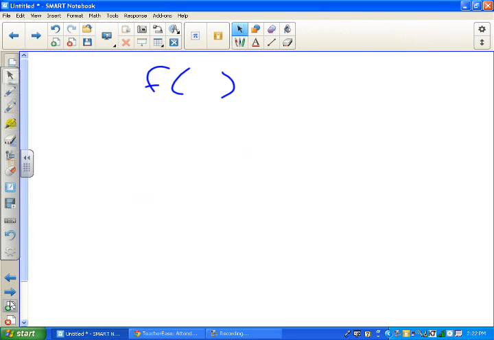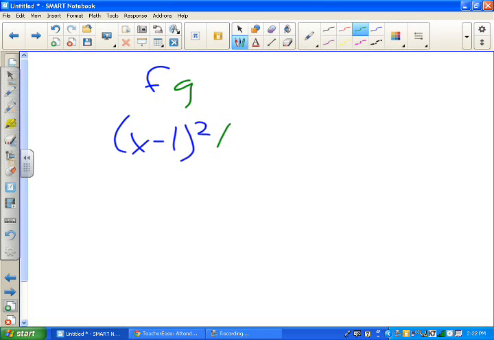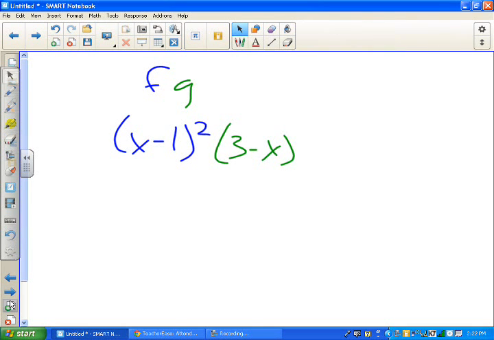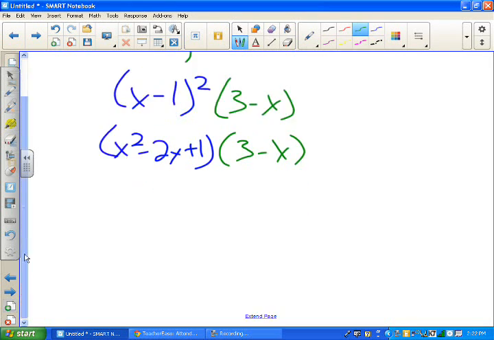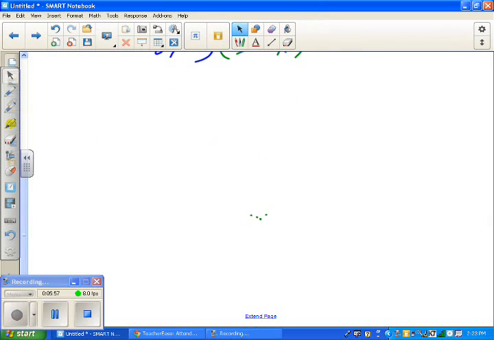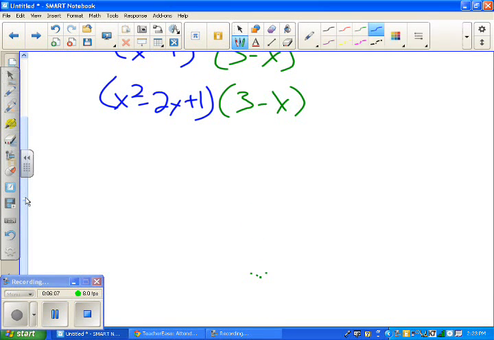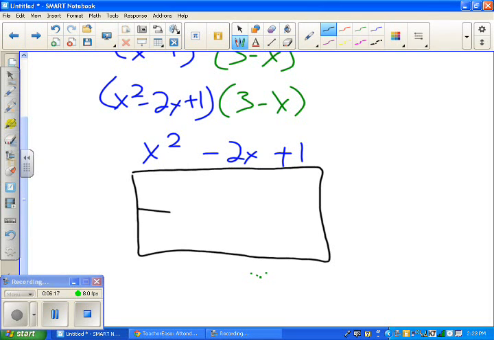So now let's do that f times g. And I don't want to write it that way. I'm going to say fg. So I'm going to take x minus 1 squared times 3 minus x. Now remember that when we expand our binomial, we'll get x squared minus 2x plus 1 times the quantity 3 minus x. This is pretty easy to do if I draw a grid. I'm just going to draw a 3 by 2 grid. So I'll say x squared minus 2x plus 1 on the top. Then on the bottom I'm going to say 3 minus x.